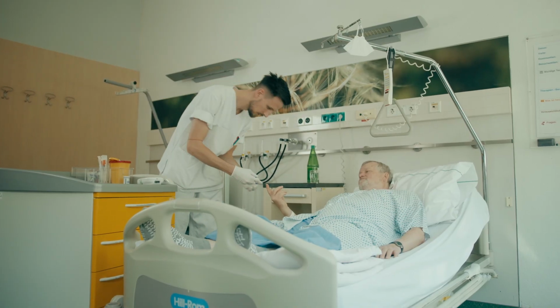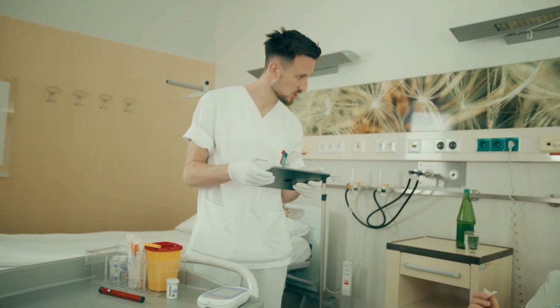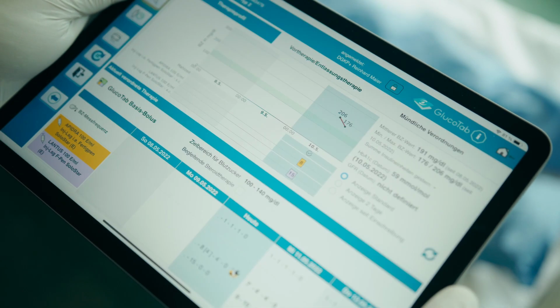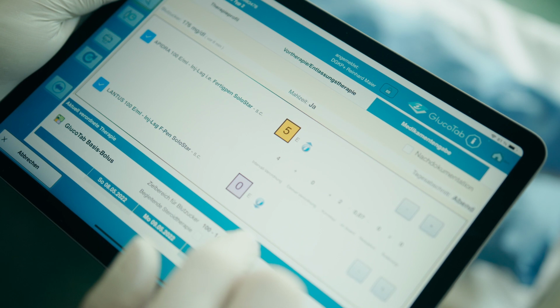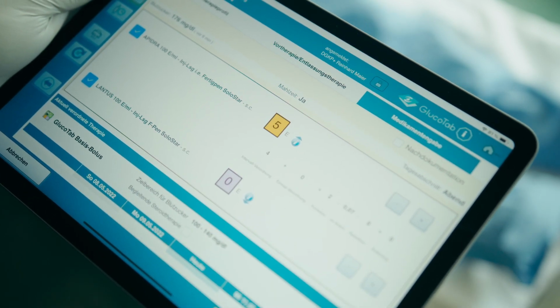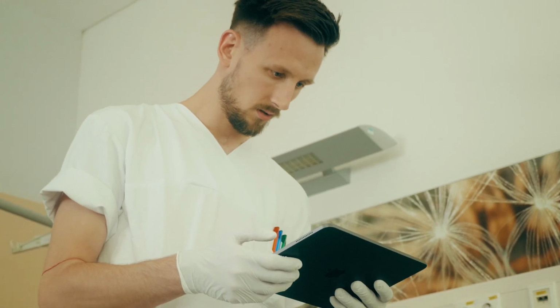Blood glucose measurements are performed by nurses before the main meals. Then it is entered whether the patient will eat a meal. The dose suggestion calculated by GlucoTab automatically takes into account the current blood glucose value, whether the patient is fasting, and if necessary, any insulin that is still effective from a previous administration.